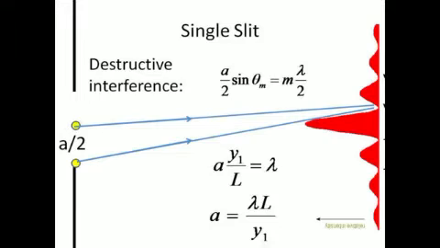Light passing through a single slit interferes with itself in a process called diffraction. Minima in the intensity pattern occur when there is destructive interference between sources separated by only half the slit width. Thus, a over 2 sine theta equals m lambda over 2. The 2's cancel and the angle is small, so we find that the slit width a is a product of lambda times L divided by y.